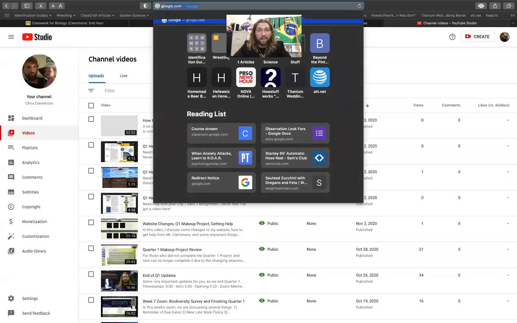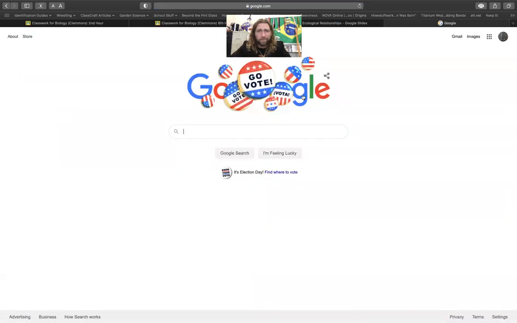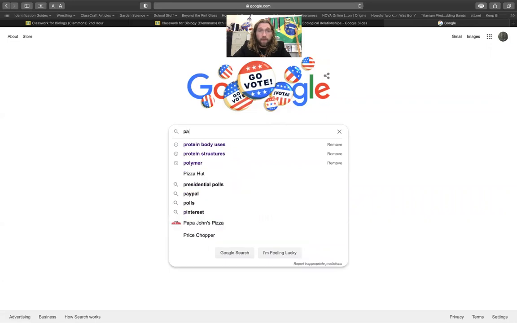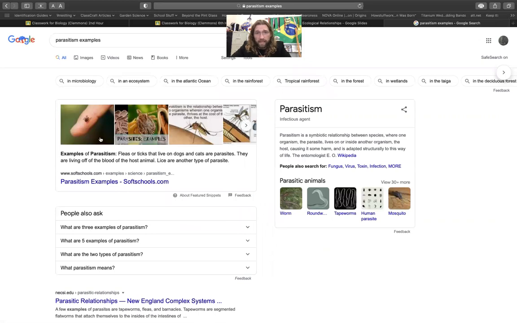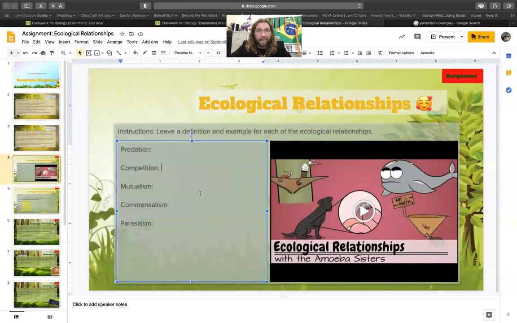And if you need an example, check this out. If you go to google.com, the old web browser from way back when, and you search parasitism examples, voila, you get all sorts of examples to use. Now, don't just say fleas and ticks, because those are organisms. You want to say fleas sucking out the blood of a dog. That would be parasitism. Mosquitoes drinking your blood. That would be parasitism. Vines growing on a tree and taking away sunlight and nutrients. That would be parasitism. So you want to explain your example in here. Don't just give me one-word responses, okay?